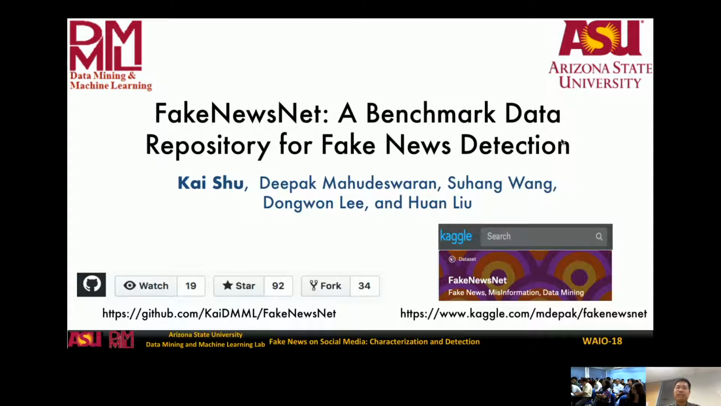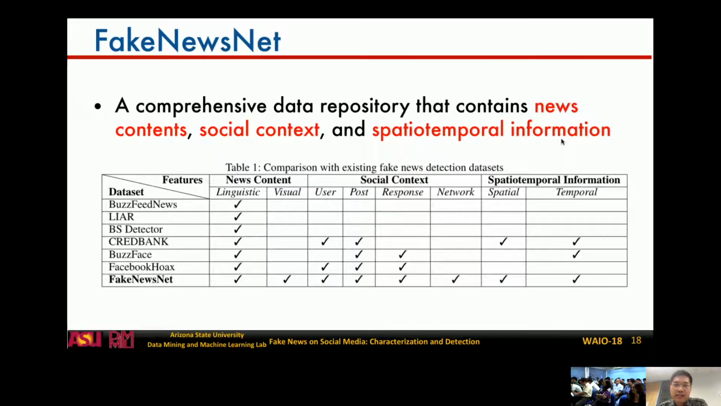We have put this dataset on GitHub and also Kaggle. I already put a link in this slide. You can look at the details of the dataset on this website as well. We have got a lot of attention on this dataset. People from different groups are all using this dataset to try to understand fake news. Basically, this dataset is one of the most comprehensive datasets right now, because it contains information from news context, social context, as well as spatial temporal information.